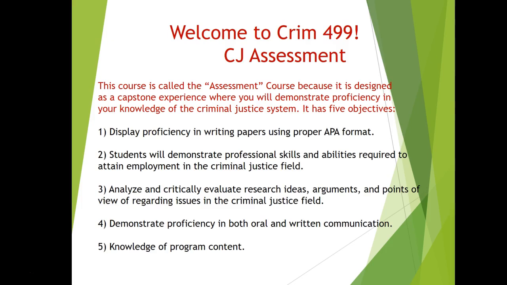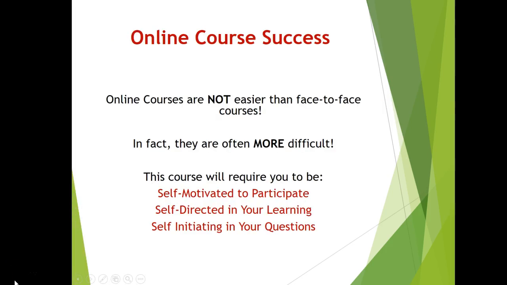And overall, the program expects these 5 objectives to be accomplished. You should be able to be proficient in writing APA formatted papers. You should have the skills and abilities to attain employment in criminal justice. You should be able to analyze and then critically evaluate issues within the criminal justice field. You should be proficient in both oral communication and written communication. And finally, you should know about the criminal justice field. So this class is designed to test some of those abilities.